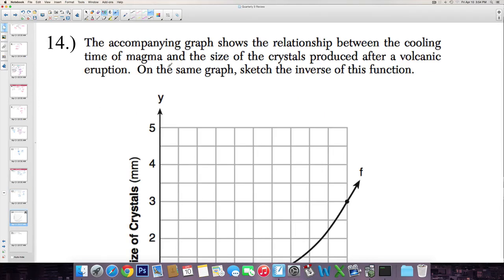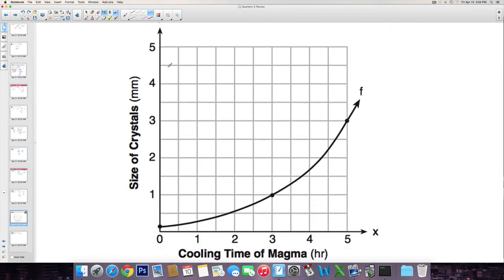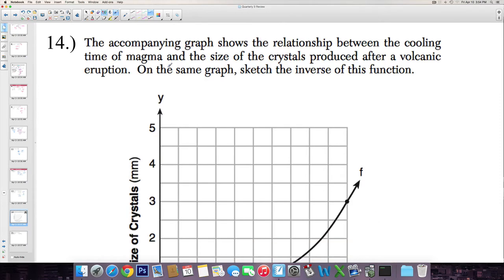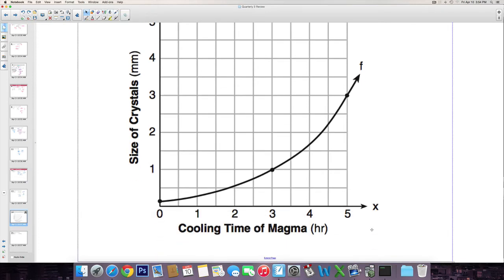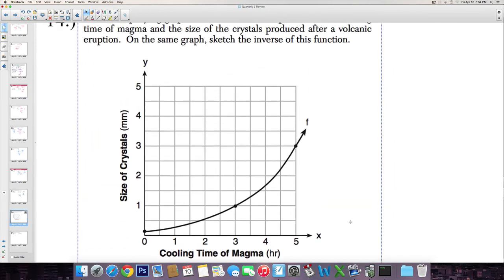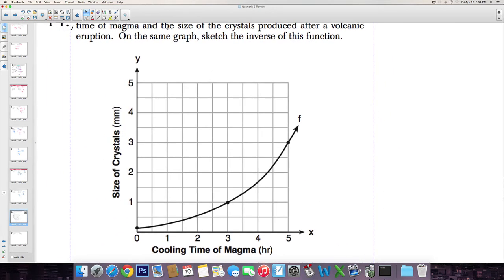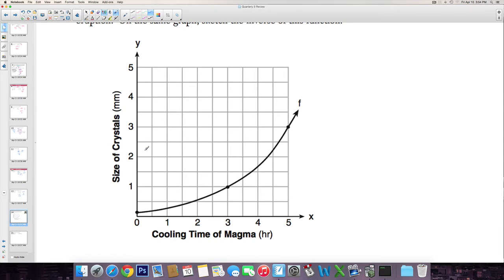Okay, we have a graph here, and we want to sketch the inverse of this function here. So as I mentioned before, inverse is when we switch the domain and range, or x and y. So what we're going to want to do is maybe just take a few of these points here. So this point is 3, 1. This point here is 5, 3.